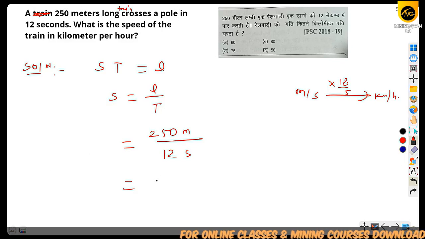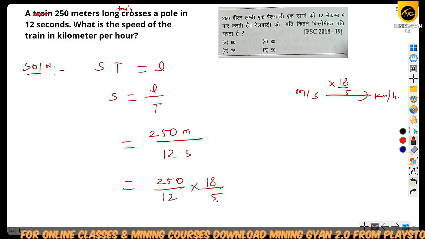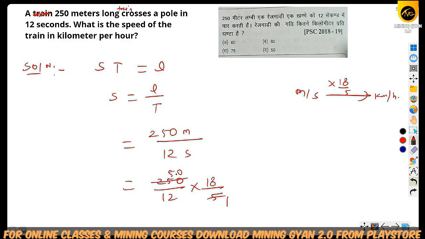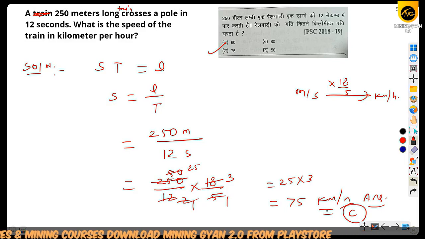Okay, so 250 divided by 12 into 18 divided by 5. So 5 1s are 5, 5 5s are 25, and 0, and 6 2s are 12, 6 3s are 18, and 2, and 25. So 25 into 3 is 75 kilometer per hour, the speed of the train. So option C is the correct answer. 75 kilometer per hour is the correct answer, or speed of the train.